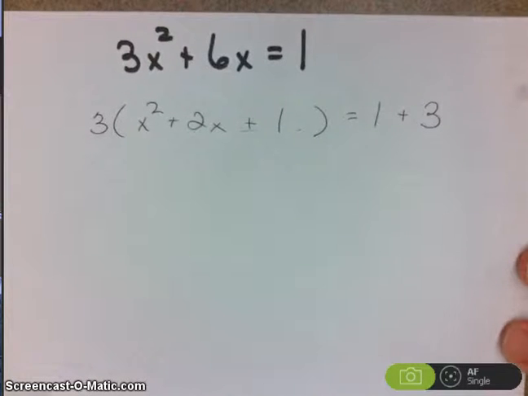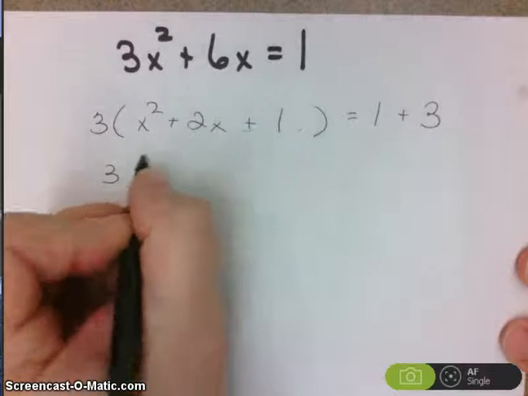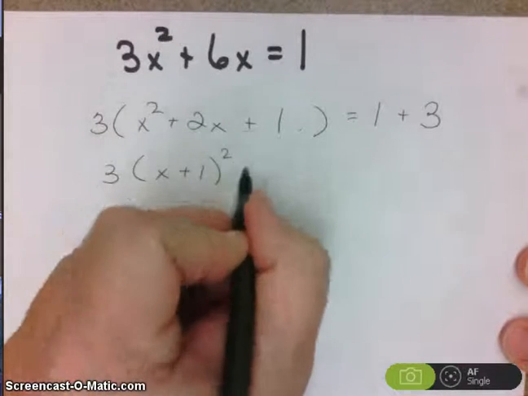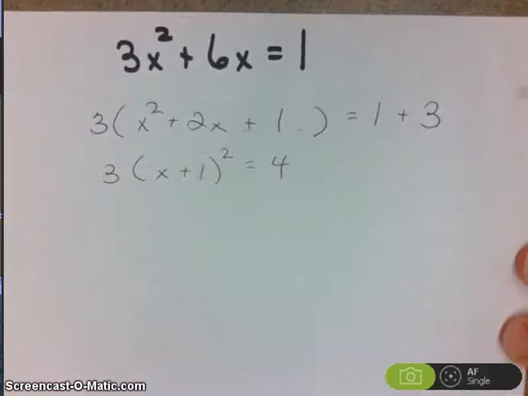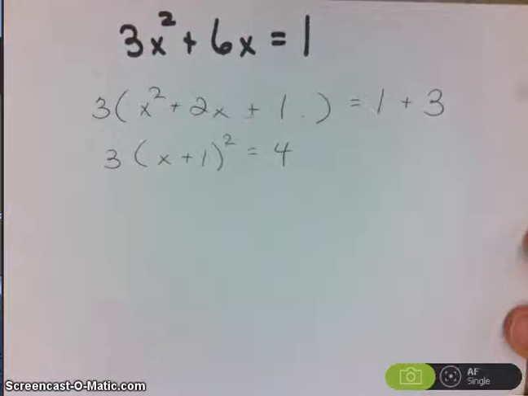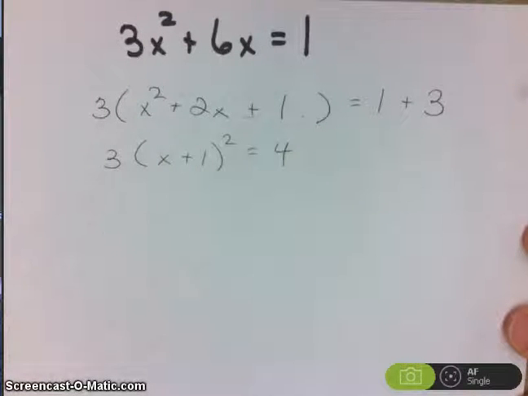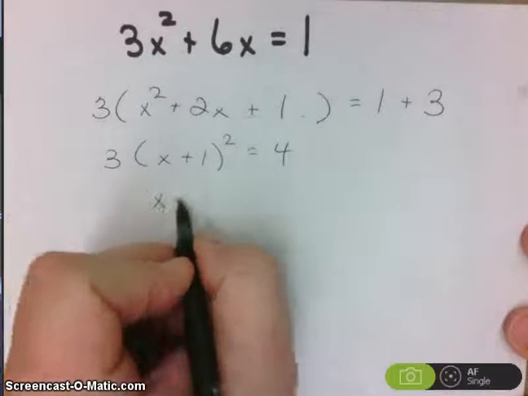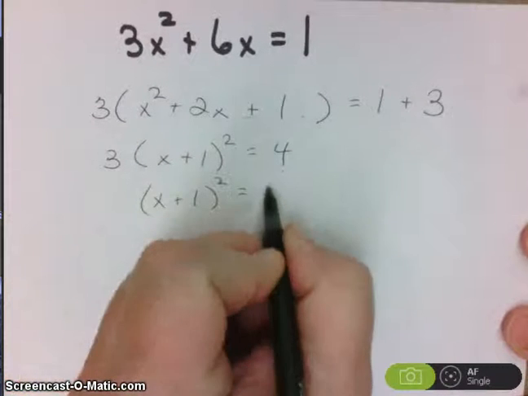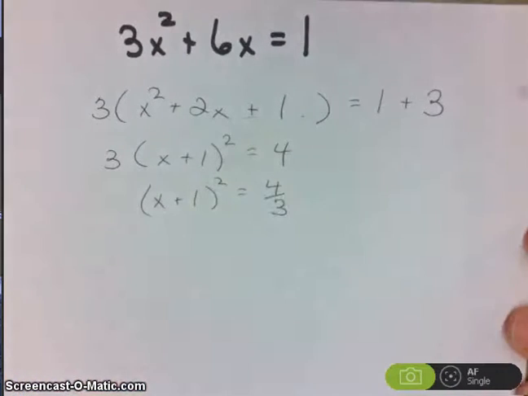Very good. So now we have 3 times x plus 1 squared is equal to 4. And now I'm going to go ahead and divide both sides by 3. Would have been great if this had come out to be 6 or something like that. We didn't know that in the beginning, but it was worth a shot. So now we have x plus 1 squared is equal to 4/3.